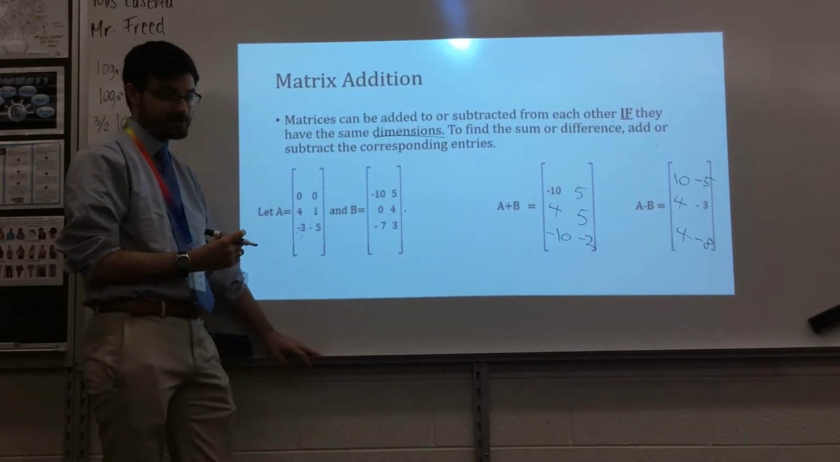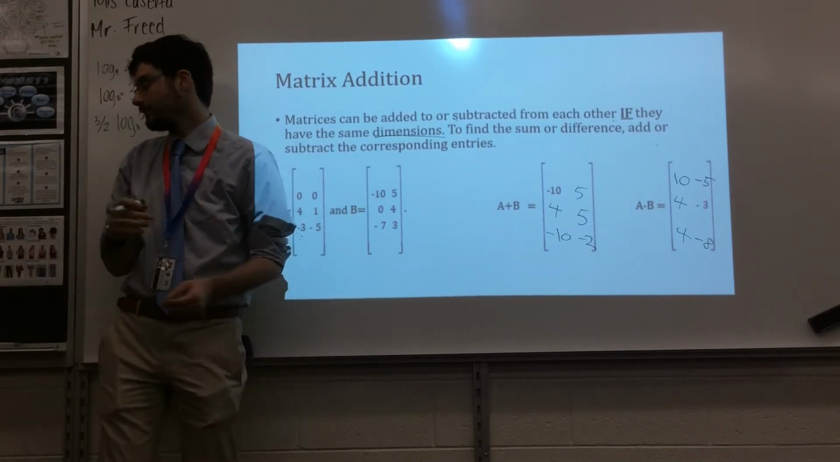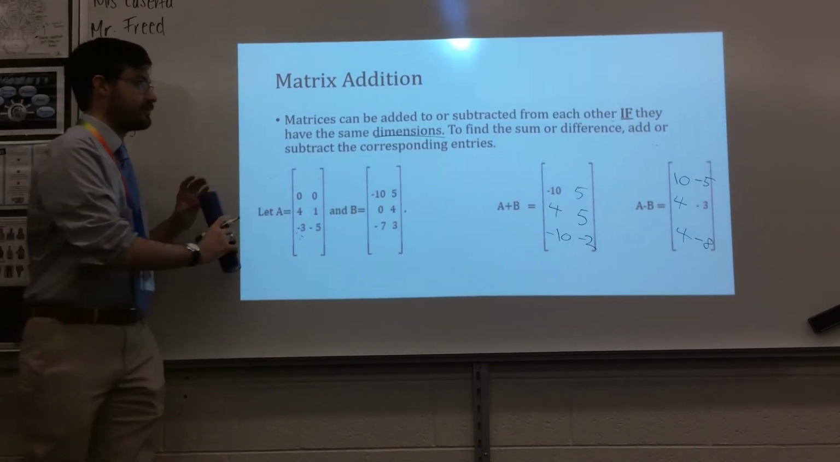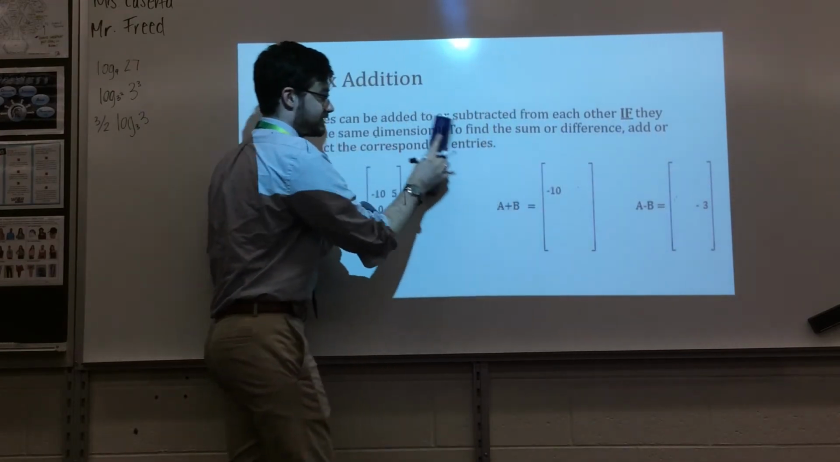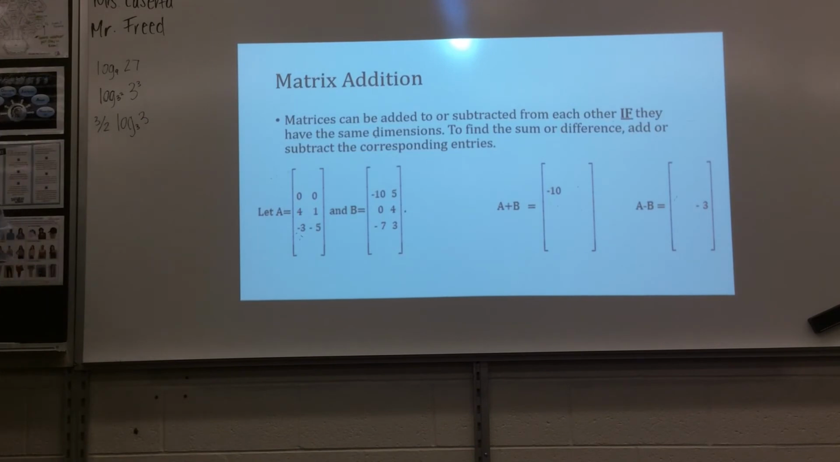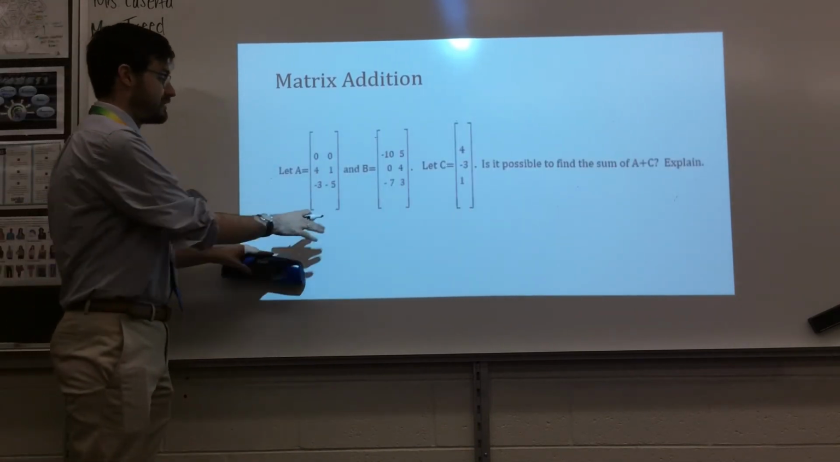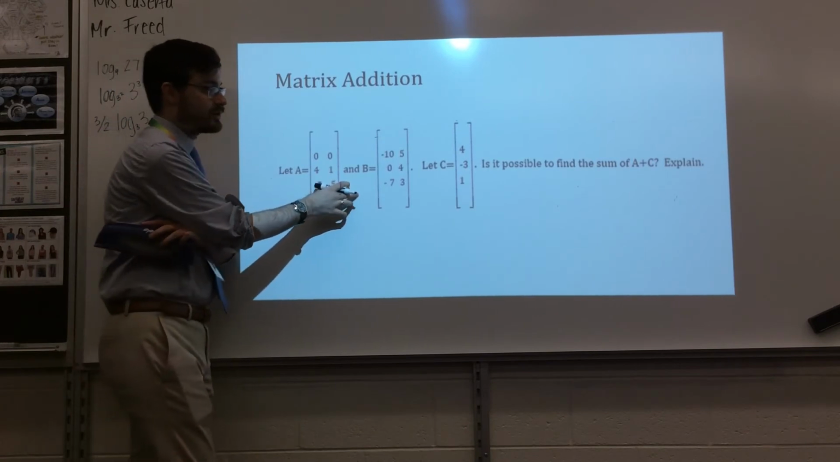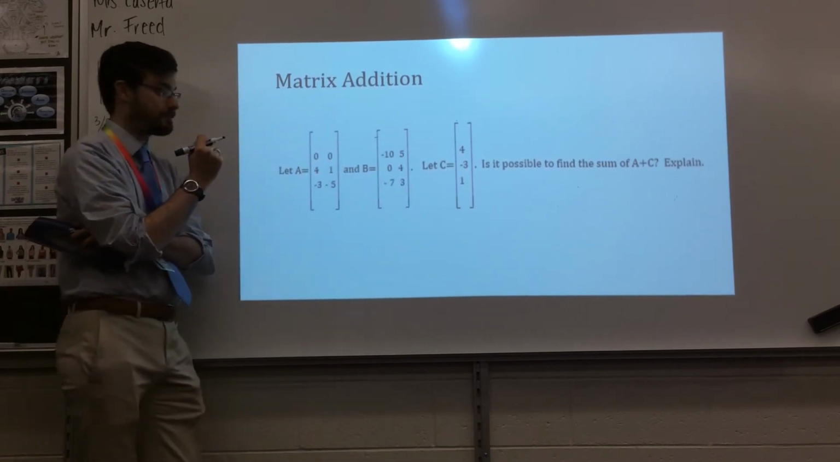Take a moment, check your answers. I'm sure you got them right, though. So this is what happens when we look at adding two matrices that have the same dimensions together. So let's entertain the thought, if we have the same matrices from the last example, could I possibly add C to either of these?